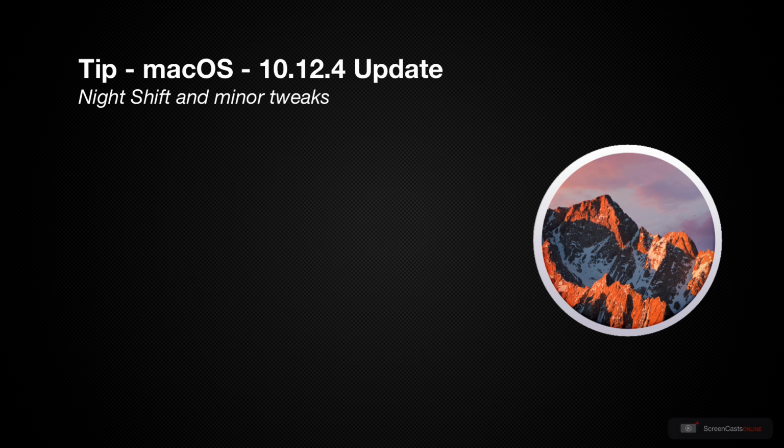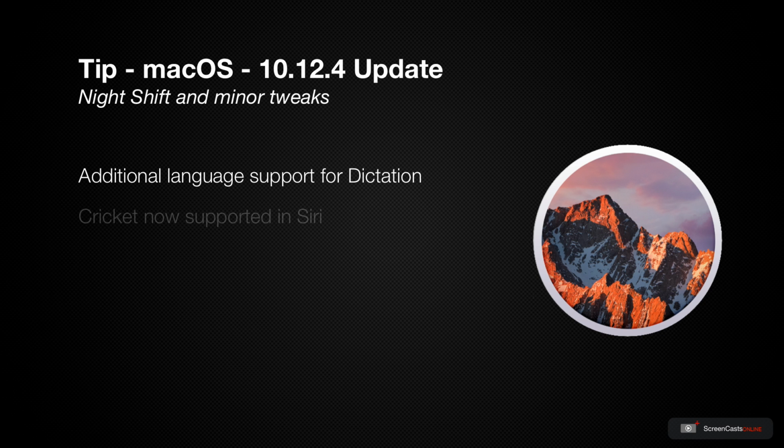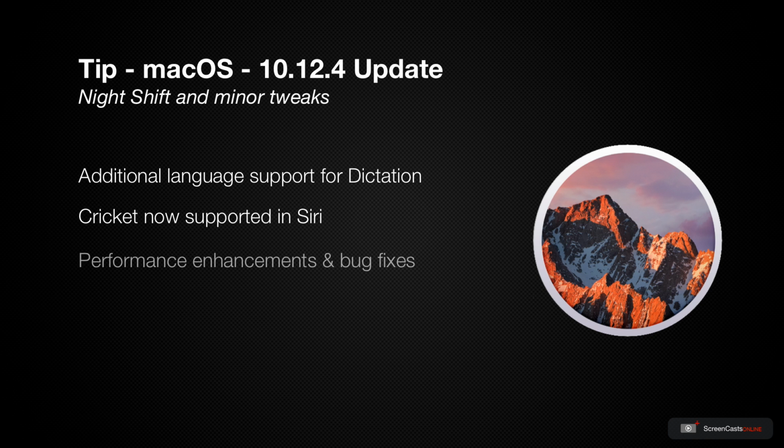Now, other features added to macOS Sierra 10.12.4 include additional language support for dictation on the Mac and the inclusion of support for cricket information in Siri. As usual, Apple have added some performance enhancements and bug fixes, as well as a way for you to help Apple improve its products and services by opting in to share iCloud Analytics.